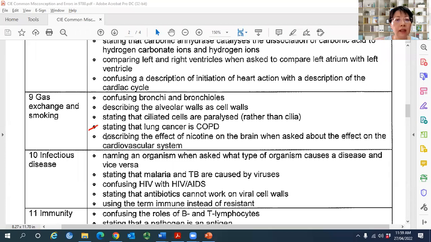Okay, next. Stating that lung cancer is no need, COPD, this one no need. This one all no need. Why no need? Because it's not in your syllabus. Okay, finish. Next, infectious disease.